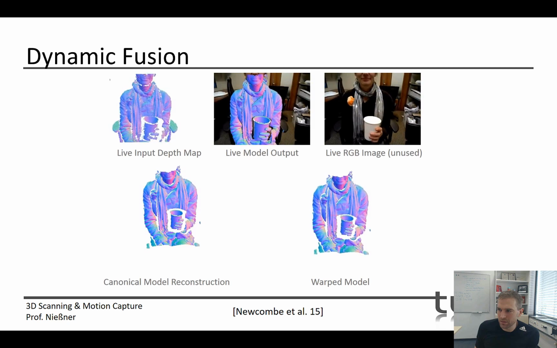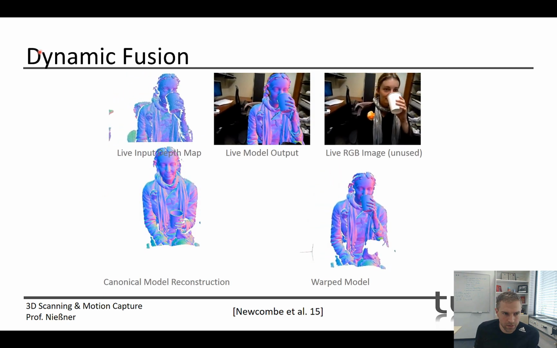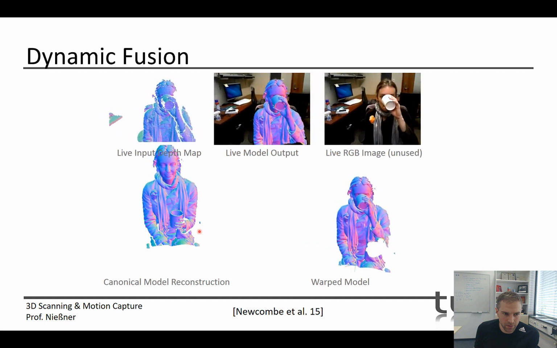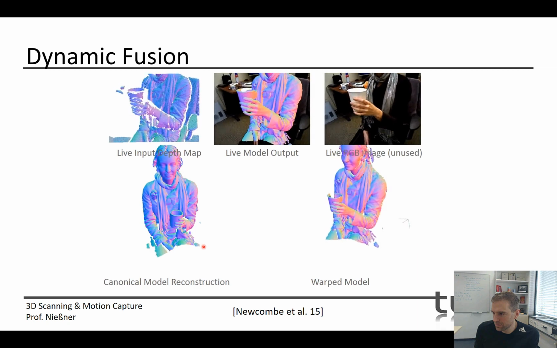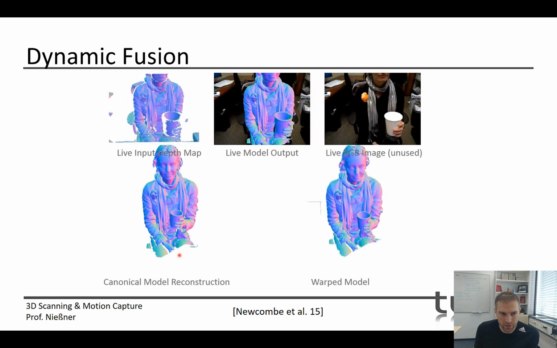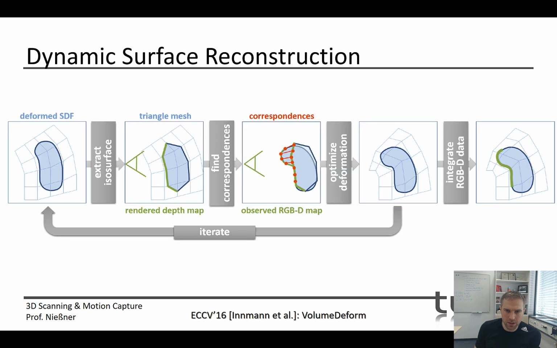And again, what's always interesting is you basically see here the input depth map, right? And you see how the canonical representation is growing as you're getting more information. Right, so you see here the bottom part just came through when the rest of this came. Okay, so this is essentially the pipeline for dynamic surface reconstruction.